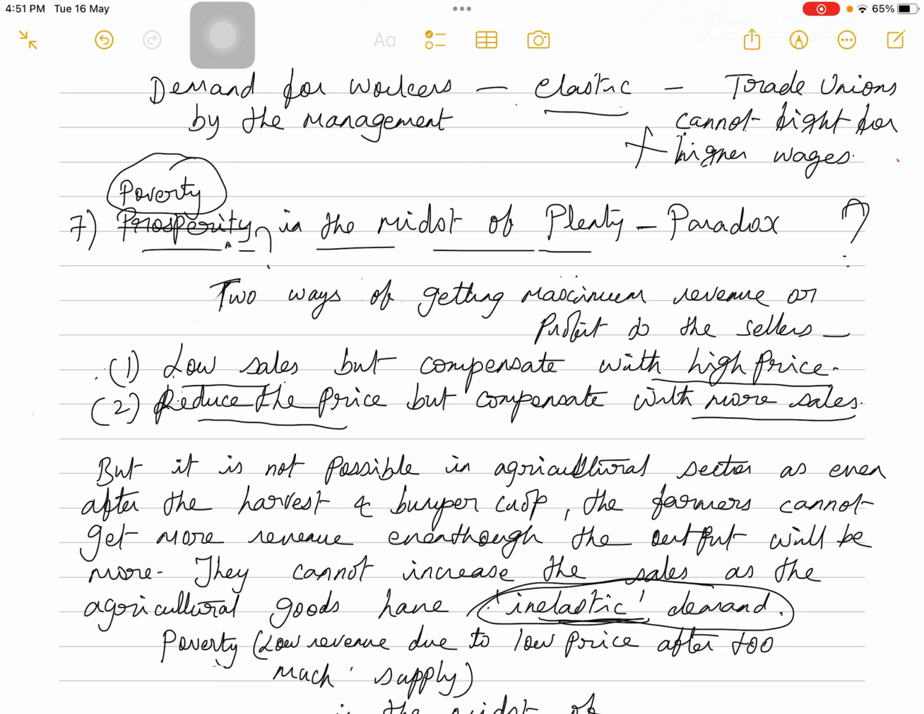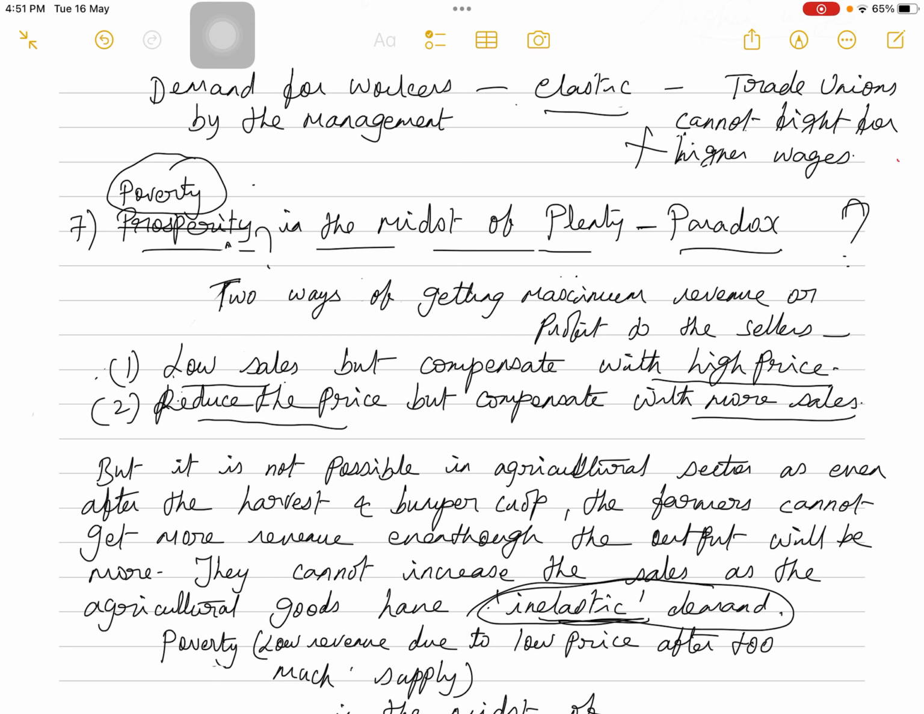Okay, so poverty in the midst of plenty, because plenty is there, at the same time poverty is also there. That's why it is a paradox. Paradox means something unexplainable. If you are having plenty, I mean, if the sellers are having plenty of output, then that means the revenue should also be more, isn't it?